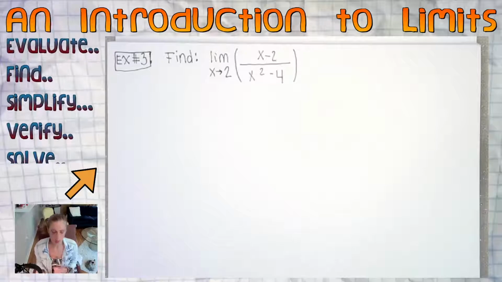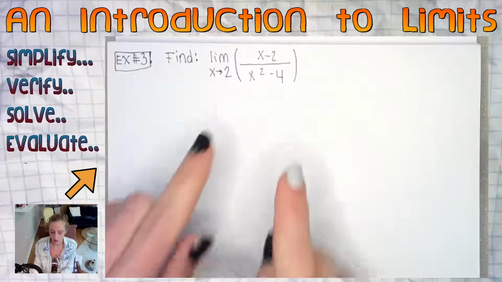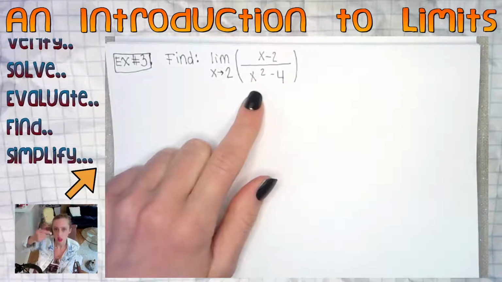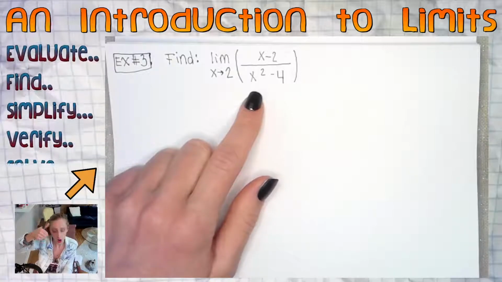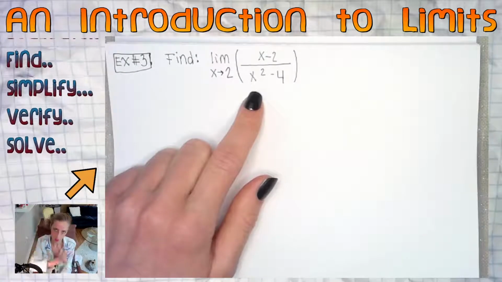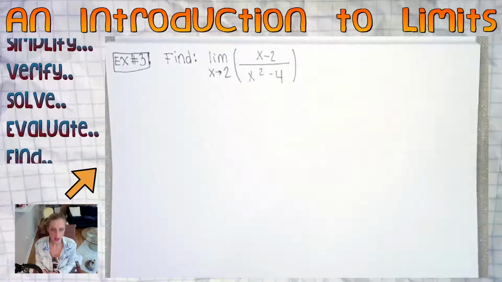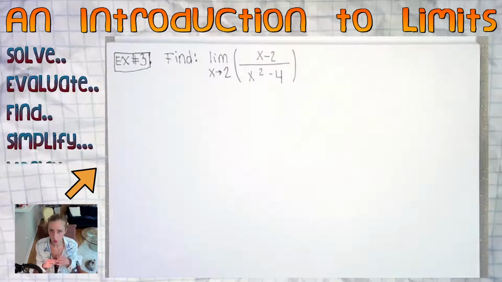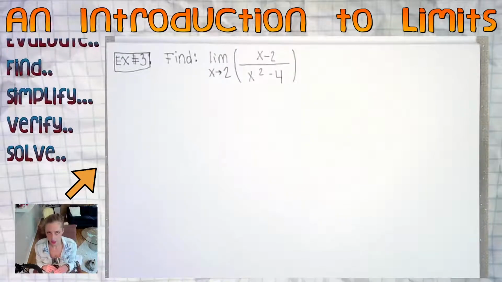So in this example number 3, we are going to find the limit of a rational function, which happens to be the reciprocal of example number 2. In example number 2, it wound up being a linear equation with a hole in it, a hole which is also known as a removable discontinuity.